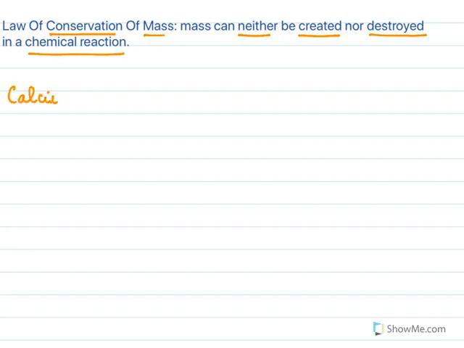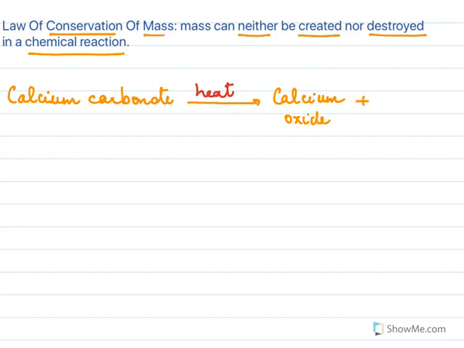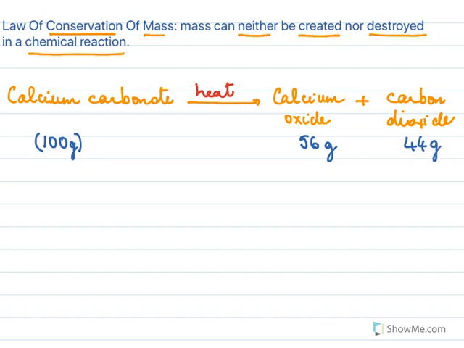If I have calcium carbonate, and if you heat calcium carbonate, a chemical reaction takes place and calcium carbonate decomposes into calcium oxide plus carbon dioxide. Now it was found that if you take 100 grams of calcium carbonate, you will get 56 grams of calcium oxide and 44 grams of carbon dioxide.